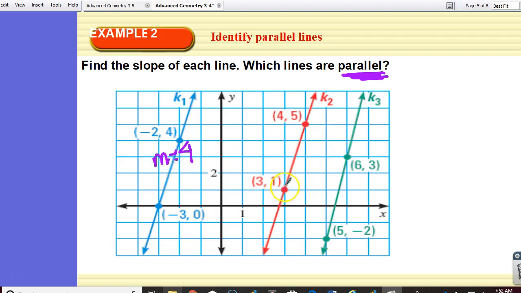How about here? Rise 1, 2, 3, 4. Run 1. Slope of 4. How about here? Rise 1, 2, 3, 4, 5 over 1. Slope of 5. So the lines that are parallel are K1 and K2. Make sense? K3 is not parallel to them.